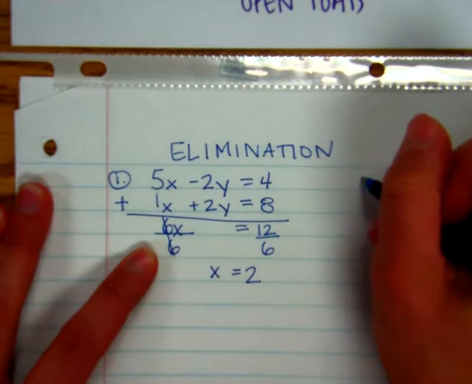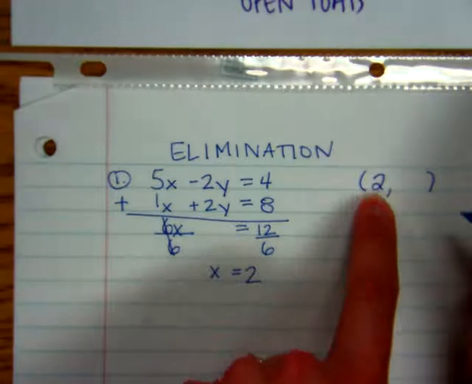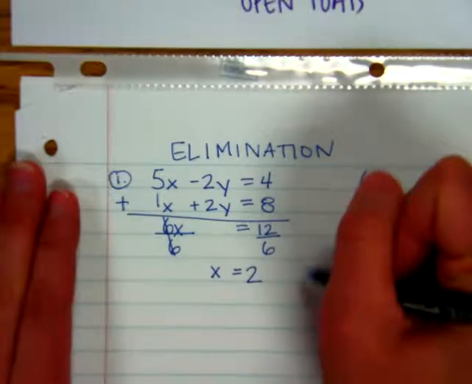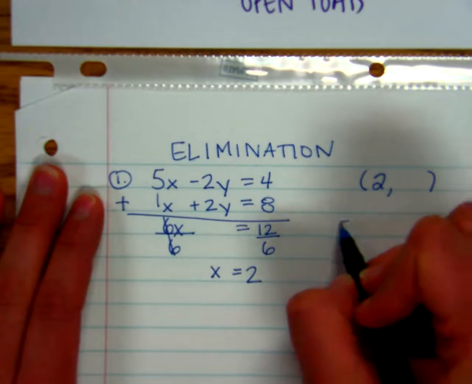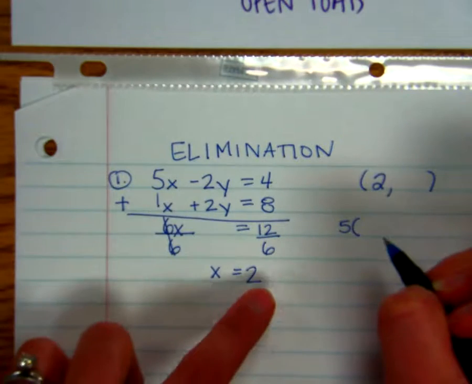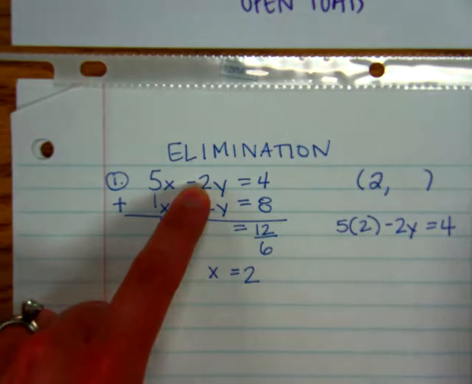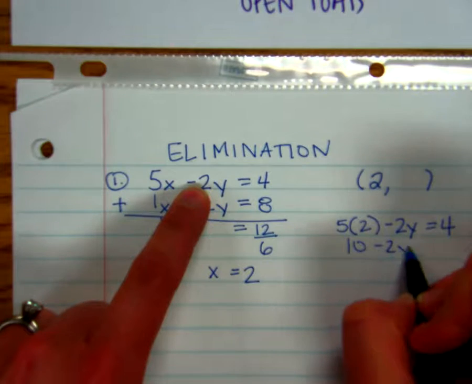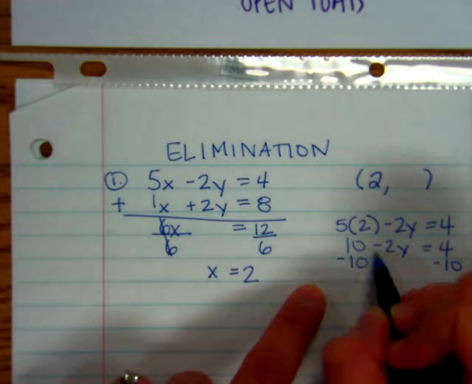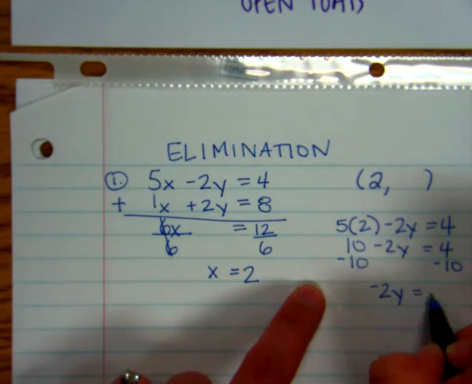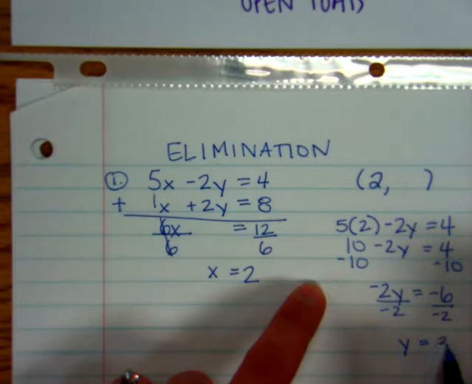So in the grand scheme of things here, we are doing our solution as an ordered pair. I know my x value is 2, and then you can go back to either of these equations and plug 2 in. You need to show me that step. If I do 5, instead of writing x, I'm going to write 2. 5 times 2 minus 2y equals 4. I have 10 minus 2y equals 4. I'm going to minus 10 from both sides. That leaves me with negative 2y equals negative 6. Divide by negative 2, y equals 3.